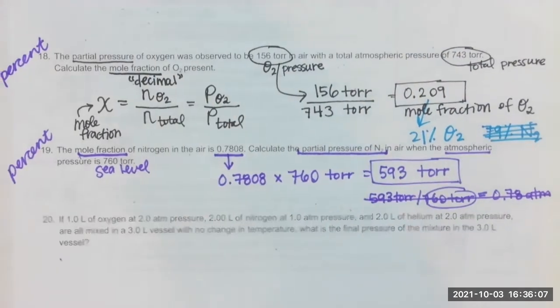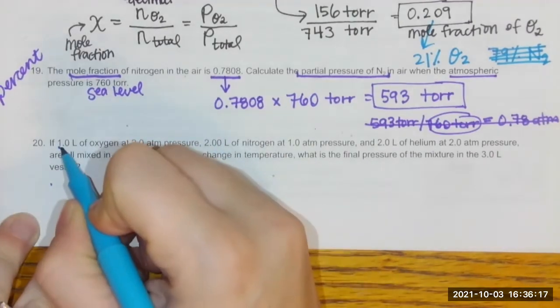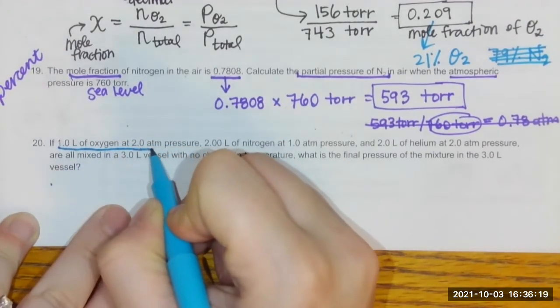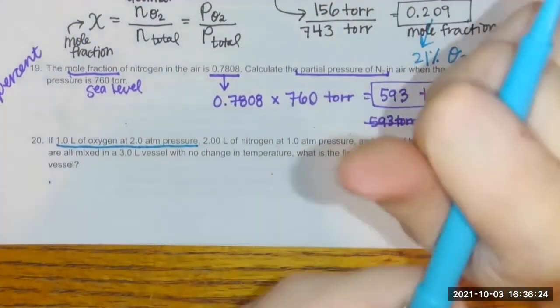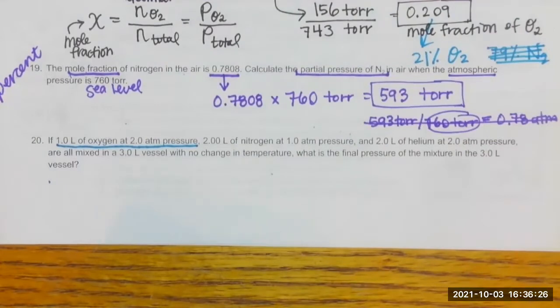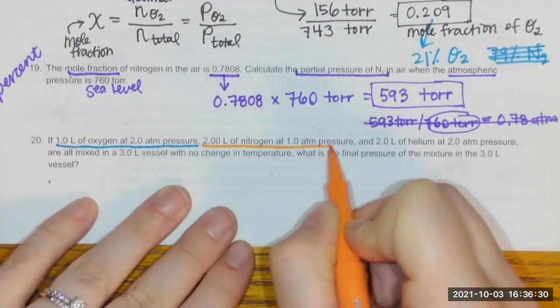This next part here, number 20, we've got 3 different gases that are being shoved into a container. We have 1 liter of oxygen at 2 atmospheres of pressure. 2 liters of nitrogen at 1 atmosphere of pressure.